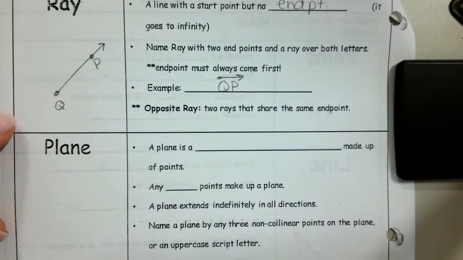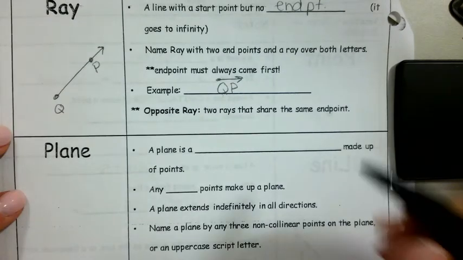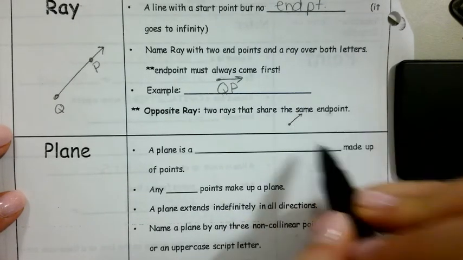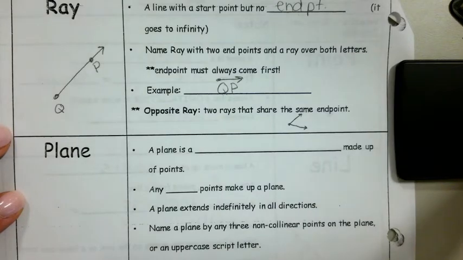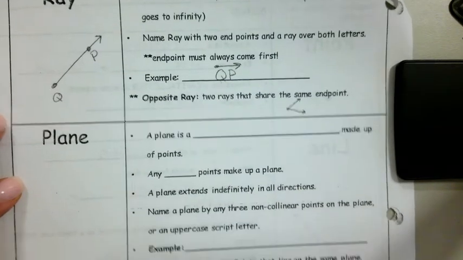Opposite rays are rays that share an endpoint. So an example, here's a ray, and this is an opposite ray, so they share the same endpoint.